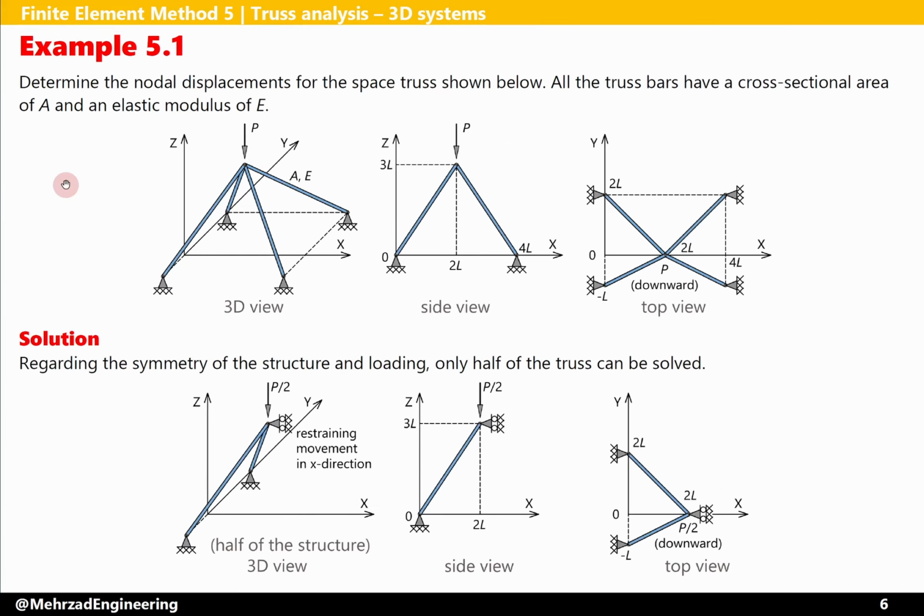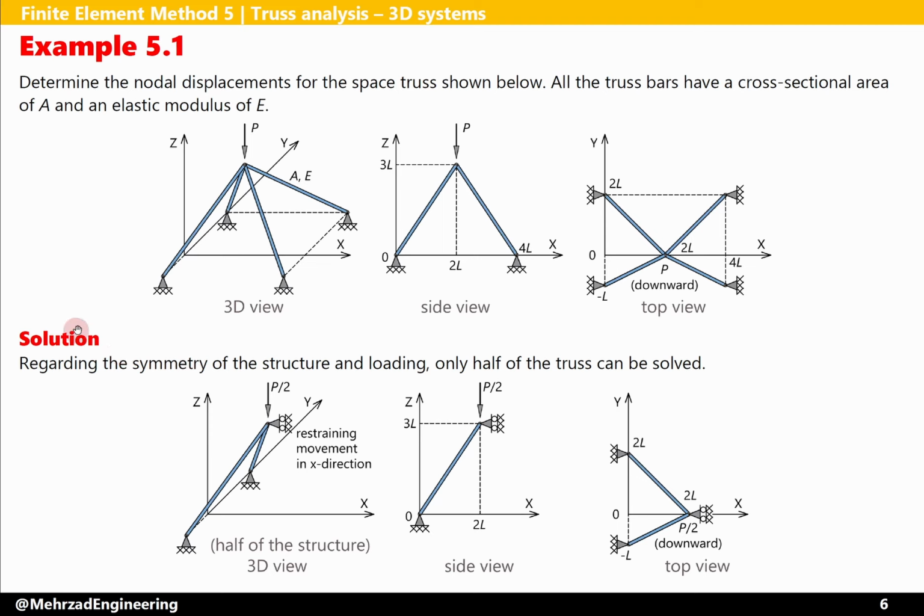Now we want to solve an example. We want to determine the nodal displacement for the space truss shown here. All the truss bars have a cross-sectional area of A and an elastic modulus of E. Here you can see 3D view of this space truss. This space truss under the vertical force of P. Also we have side view and top view of this space truss.